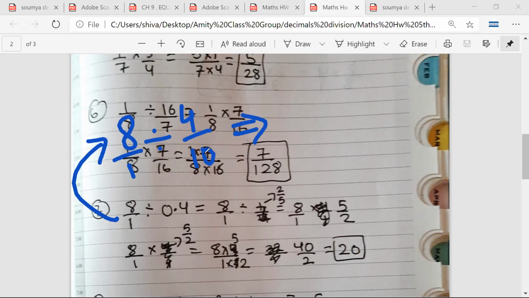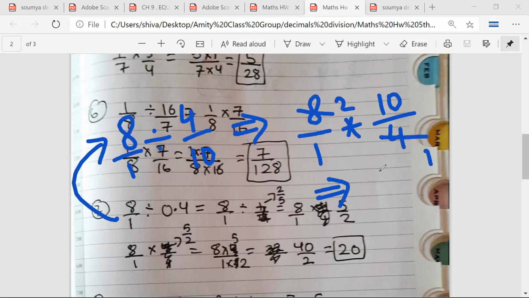Then 4/10 will be reciprocal, which is equal to 8/1 into 10/4. No, one second. 8/1 multiplied by 10/4, is it okay? Yeah. And then what should I do? Then you can cancel out: 4 ones are 4, 4 twos are 8. And the answer would be? Answer will be 20. Aishwarya ji, any doubt? No, sir. The final answer is 20. Is it okay? Aishwarya ji, is it okay?